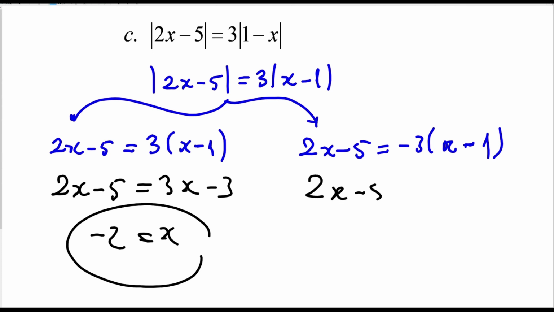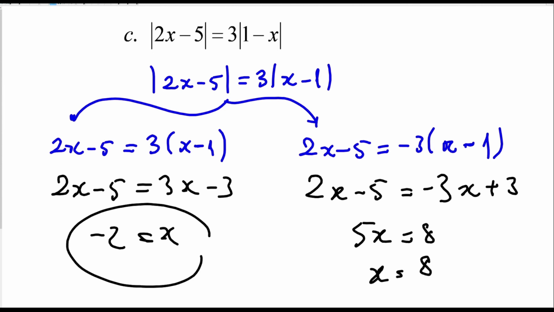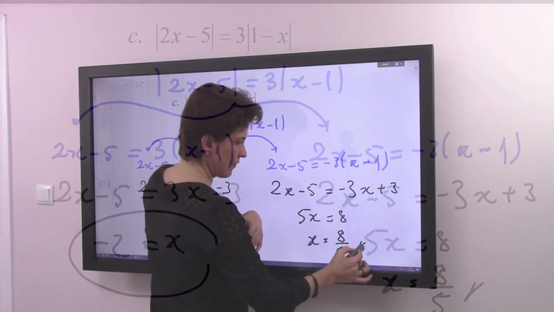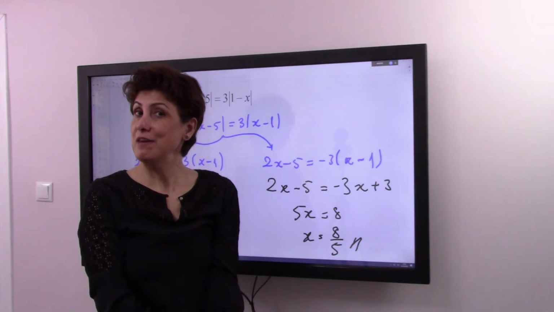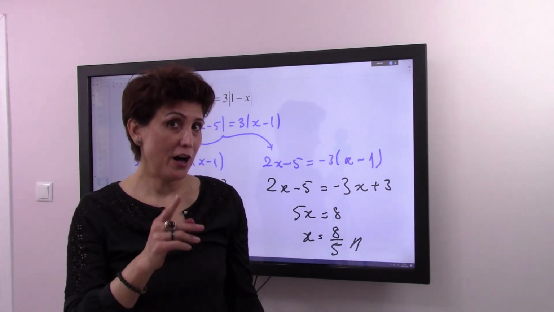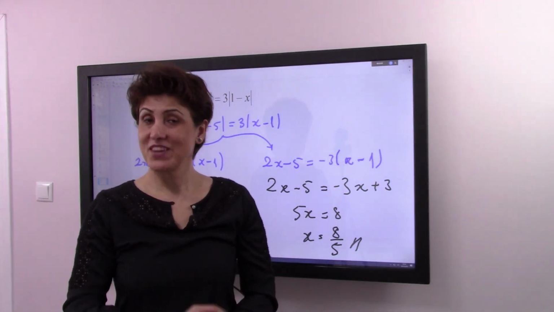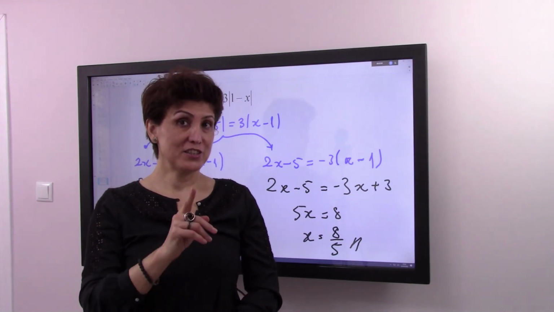2x - 5 = -3x + 3. Here 5x = 8. If we divide both sides by 5, x is 8/5. Got it? I think we came to the end of the lesson. I hope you enjoyed my lesson. Take care of yourself. See you next lesson.